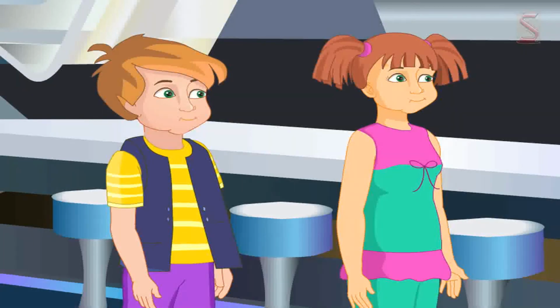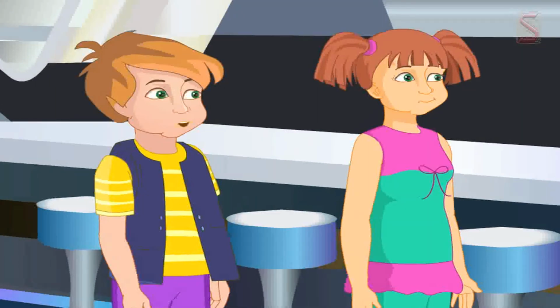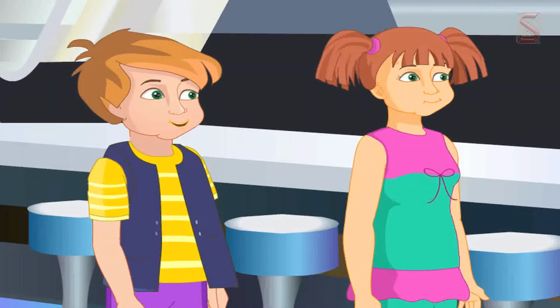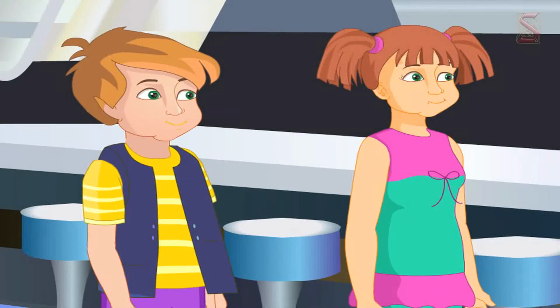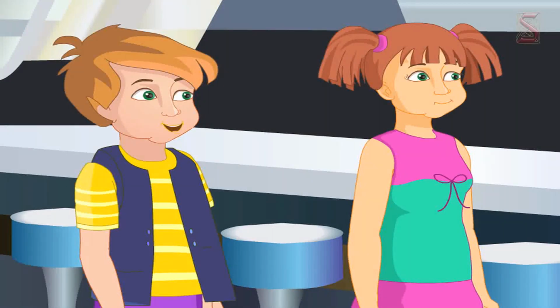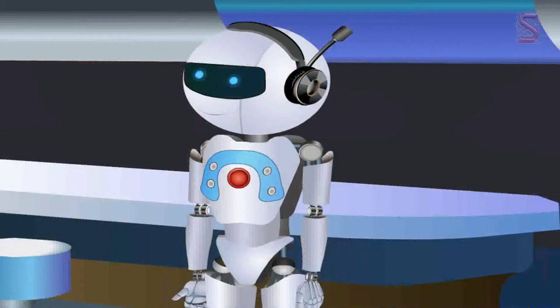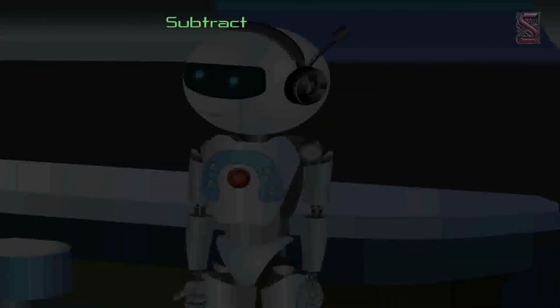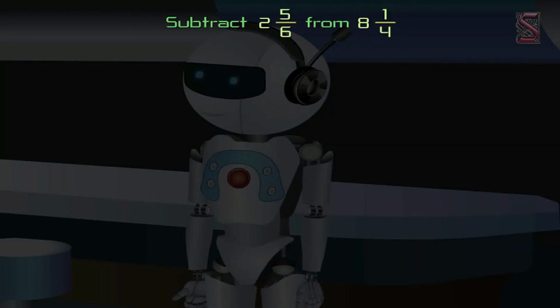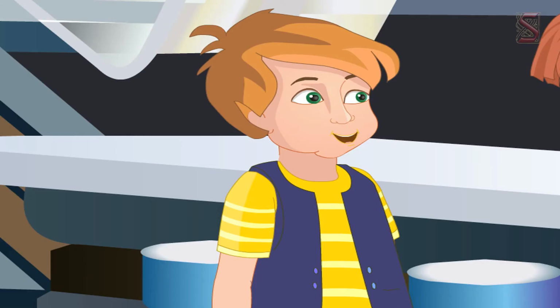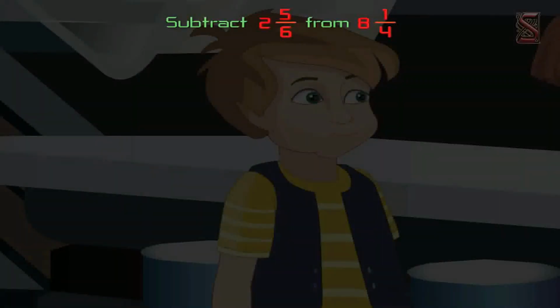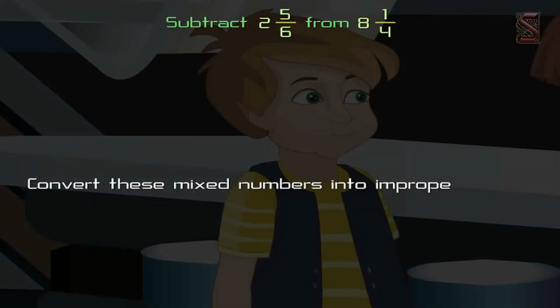We have understood, Chitti. So now, subtraction of the fractions will be similar to addition of fractions, isn't it? Shall we try one problem in subtraction of mixed numbers? Sure. Subtract 2 5 by 6 from 8 1 by 4. Both the given fractions are in mixed number form.